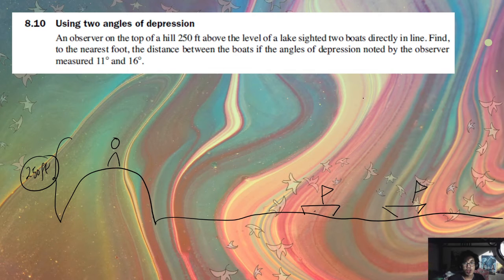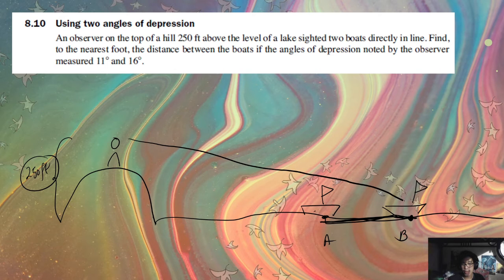To the nearest foot, you need to find the distance between the two boats. We need to find the distance between A and B. If the angles of depression noted by the observer measured 11 degrees and then 16 degrees.